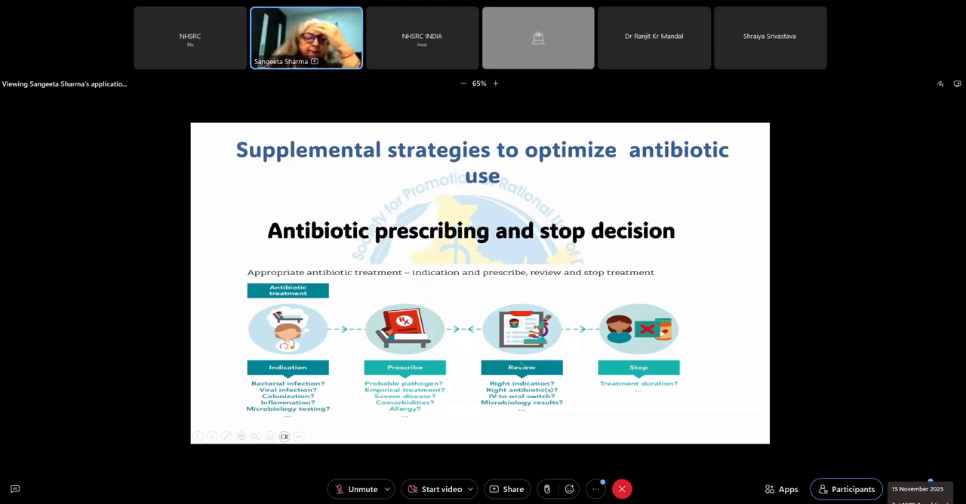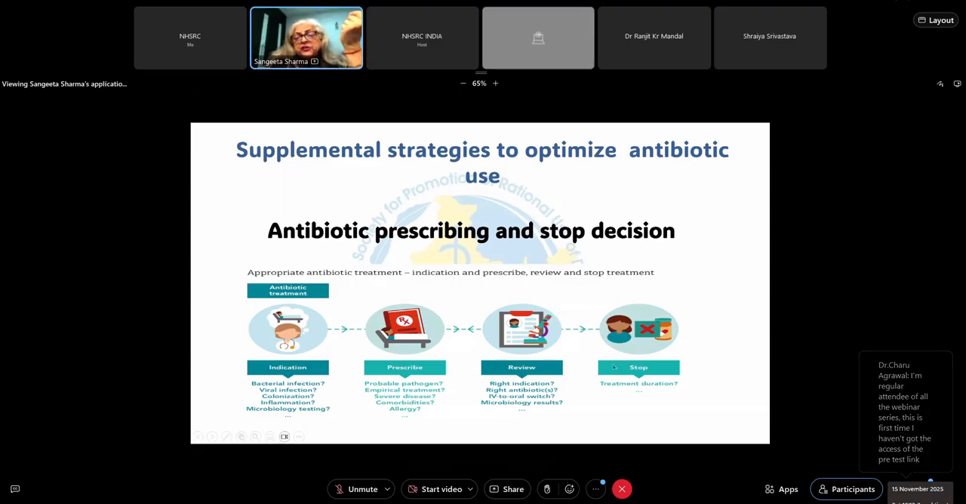I think after this session, when you go back to your clinics, if you are able to do this review after the second day, third day, looking at what's happening to the pulse, temperature, respiratory rate, then you will know whether the patient is responding or not, and you can take swift actions as suitable.